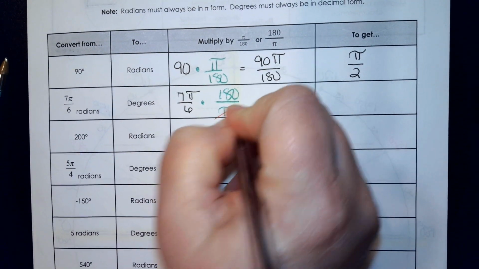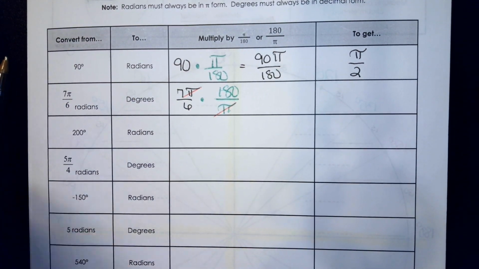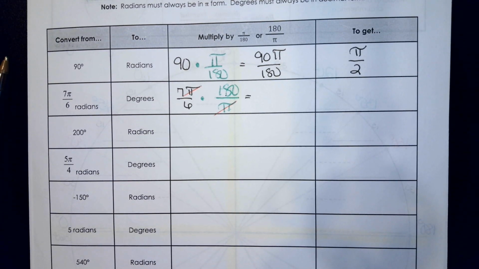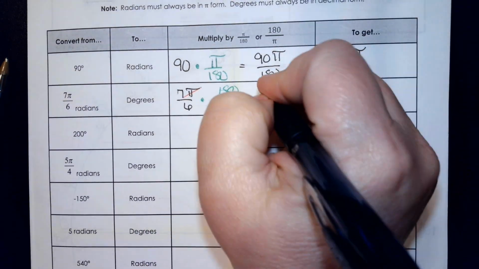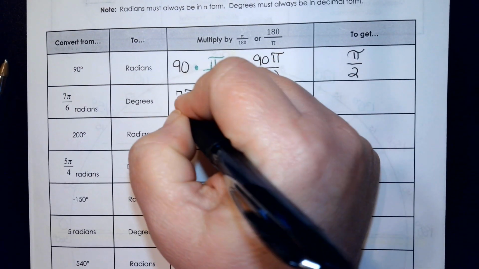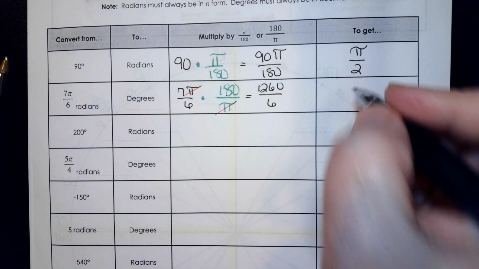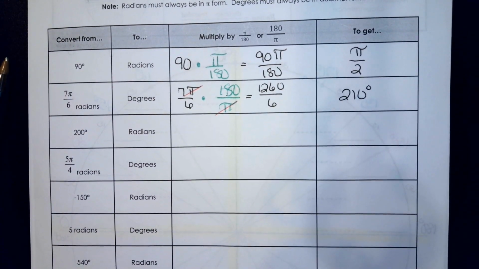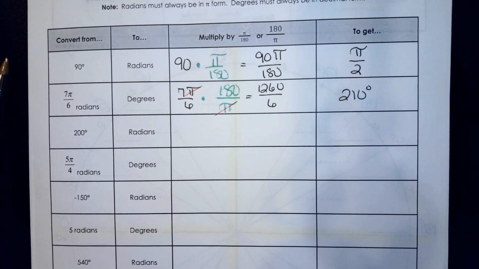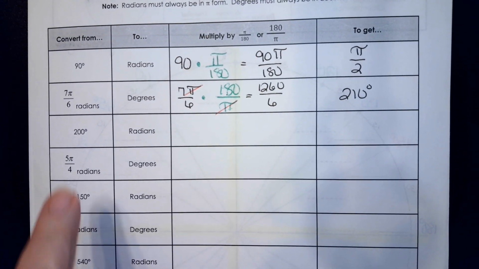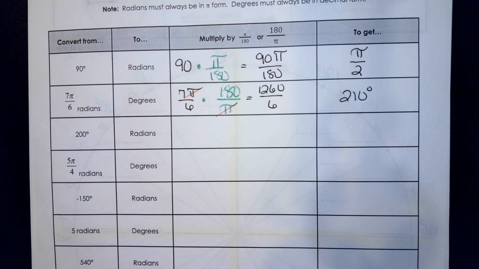So as I just said, the pi's cancel. And we're going to come right here and we're going to say 7 times 180. So I'm going to go to my Desmos, my calculator, and do 7 times 180. That gives us 1260 over our denominator of 6. So now we need to divide that by 6. So 1260 divided by 6 gives us 210. So 7 pi over 6 as a degree is 210 degrees. Alright. Let's do 2 more together and then I'm going to let you try these on your own right here.